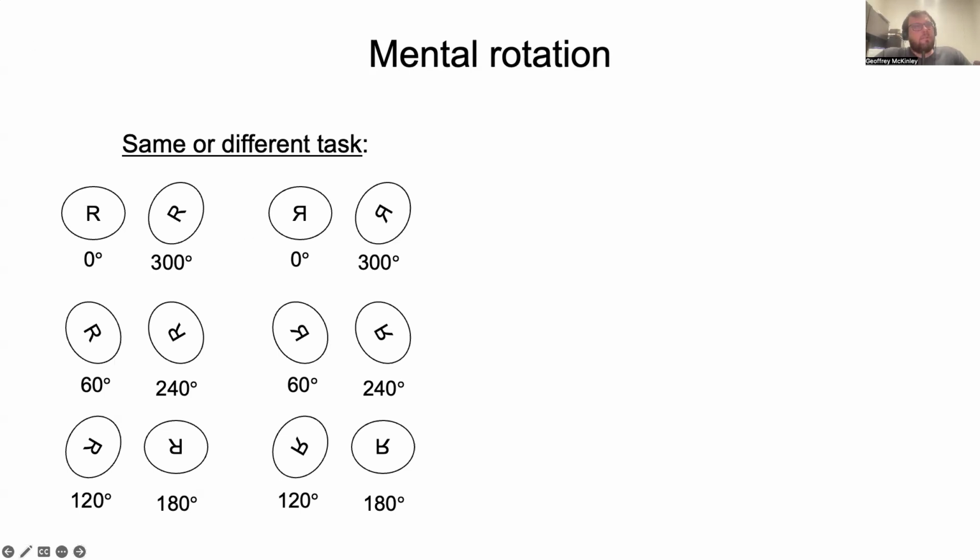You have to indicate whether the two stimuli, the two R's, are the same or different. And importantly, the other thing that changes is the angle. Sometimes the stimuli were angled at 60 or 240, 0 or 300, 120, 180. The idea is that in order to do this task, you have to, in a sense, rotate one of the stimuli until you hit the same orientation as the other stimulus. If they match, you say they're the same, and if they're different, you say that they're different, right?